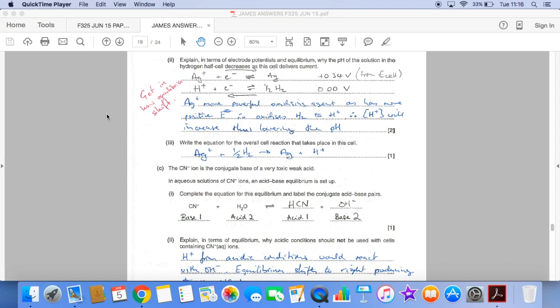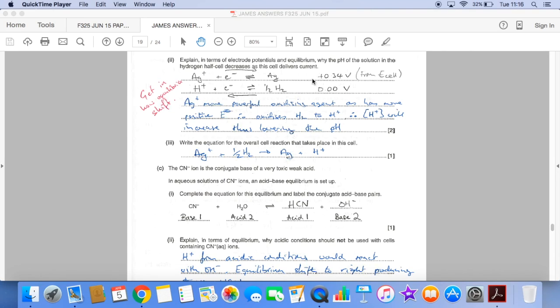Next part of the question, we had to explain why the pH of the solution in the hydrogen half cell decreases as the cell delivers its current. So I've got the two equilibria written up straight away, just to make sure I cover this part of the answer in terms of equilibrium. We know that the standard hydrogen electrode potential is 0 volts, so the E cell, the voltage of the cell, must be coming from this half equation here. So that must be plus 0.34 volts.